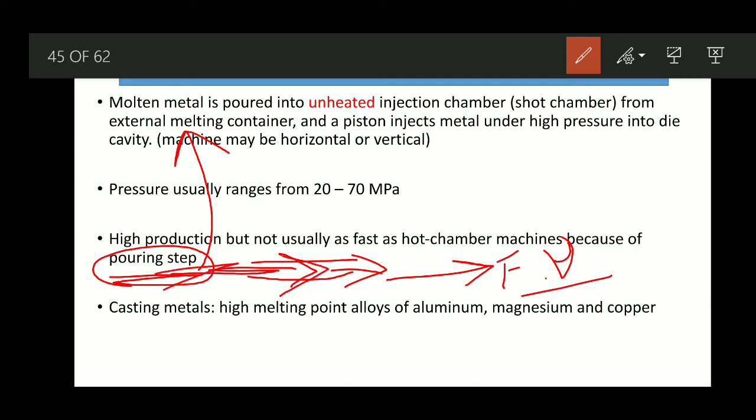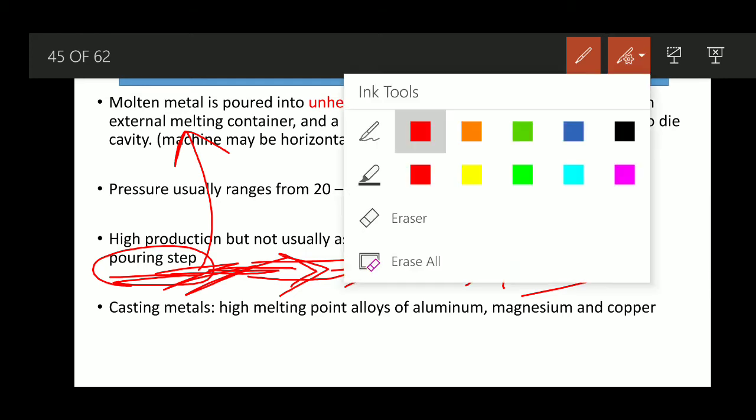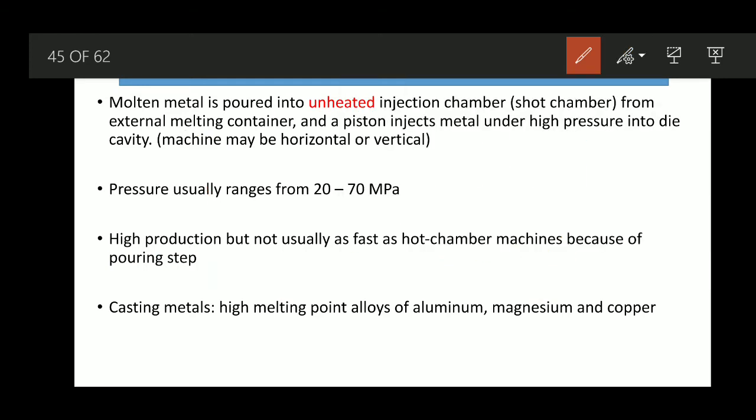Yes, the pouring step is involved, which is one of the vital steps. Since we are melting the metal externally, we can have a sophisticated arrangement for melting it. We can go for high temperature, etc. Casting metals generally include high melting point alloys of aluminum, magnesium, copper, etc. So this is the distinction.